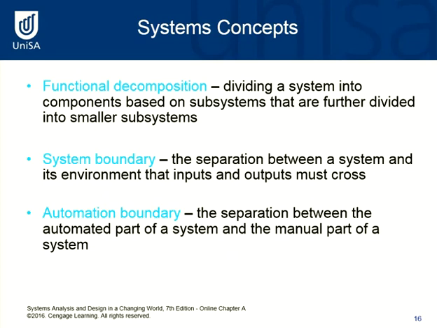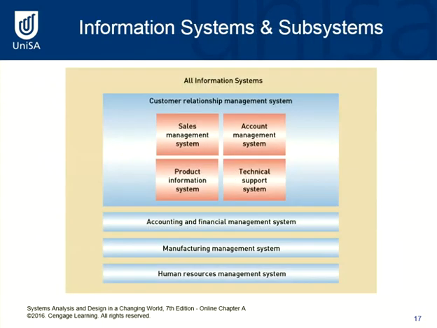Some other definitions: functional decomposition, which is breaking a system down into smaller parts. We also need to think about the system boundary and the automation boundary. There's got to be a boundary between the system and the environment in which it operates. There's also a boundary between the automated part of a system and the manual part. Sometimes there's a manual component to operating a system, and there can also be automated components.